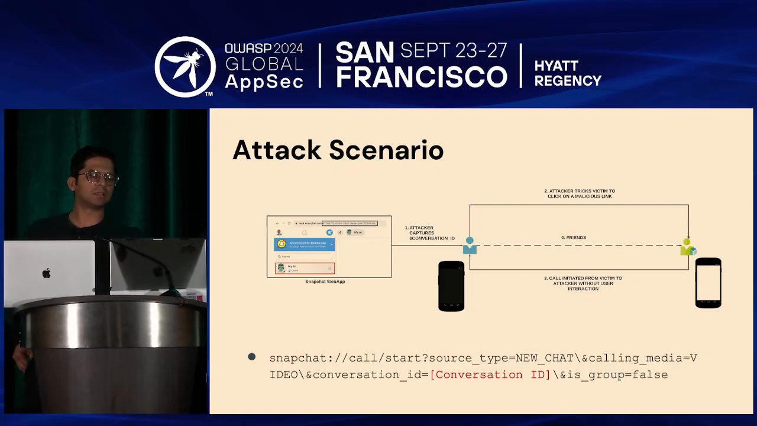And then it says it starts a new chat, which basically means start a new conversation. Then it says the calling media type is video, and the conversation ID is what you captured before. And it's saying it's not a group call, it's one-to-one, right? So this is what you end up embedding and getting the victim to click on, which is the typical social engineering act. But the only thing here is that it initiates a full video call without you actually accepting or providing the intent that you want to start this call. So that's the root cause here.